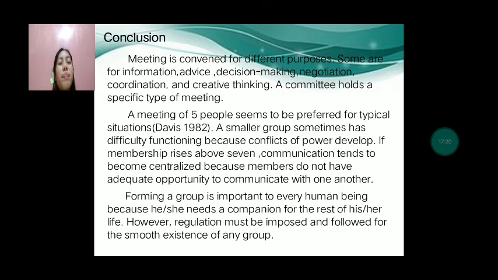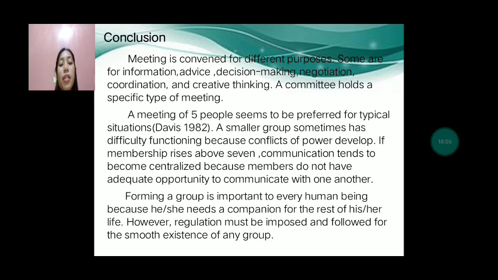A meeting of five people seems to be preferred for typical situations, according to Davis 1982, which is true because in a certain group, if you only have a small number of members, then there is a big possibility that bigger conflicts will happen, since with only a few members, there will be difficulty functioning because conflicts of power develop.